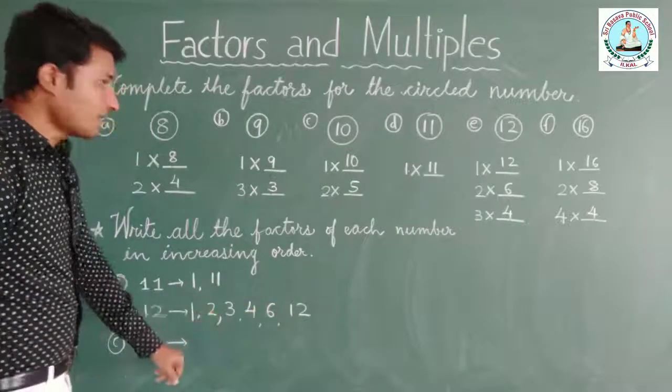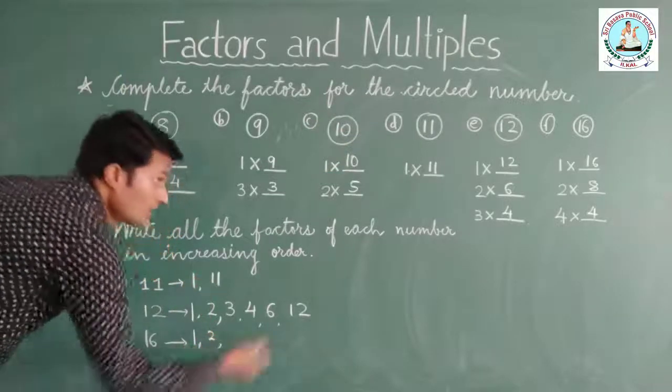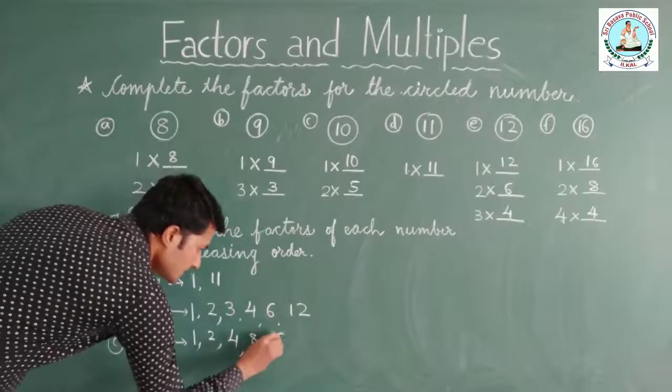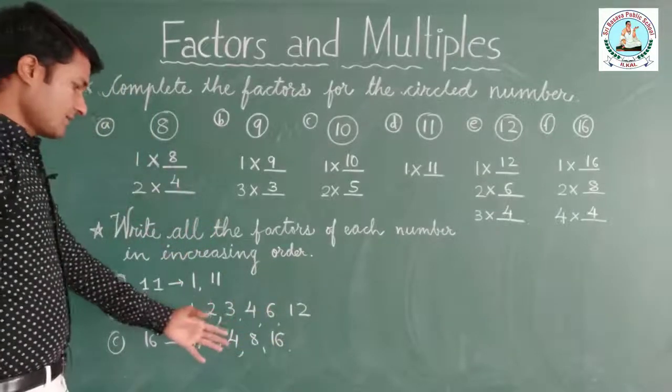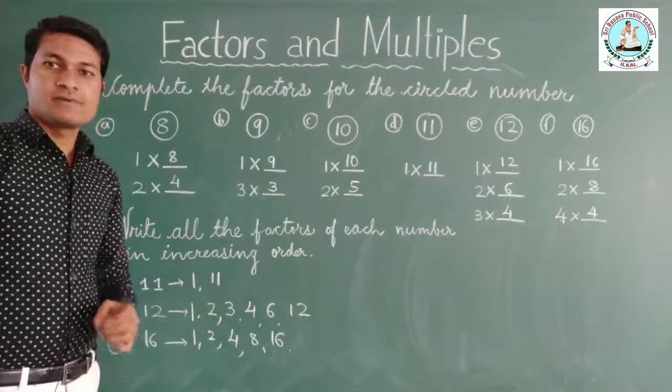Next, what are the factors of 16? They are here. Just copy them: 1, 2, then 4, then next 8, 16. So those are the factors of 16. So this is how you can find out the factors of a given number.